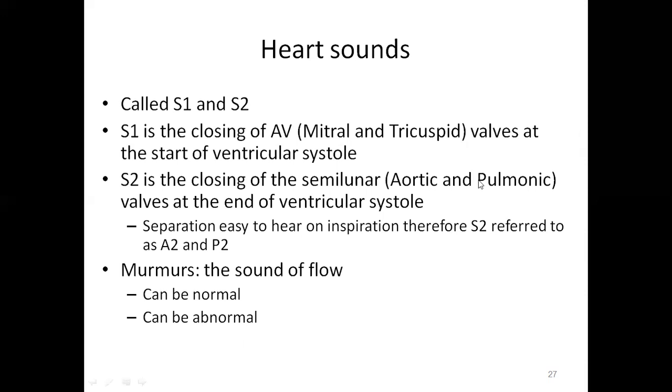Now there are murmurs, that is the sound of flow. You must have heard when water is flowing, there is a very soothing sound. So here, when the blood is flowing, the sound of flow is known as murmur. But these murmurs can be normal as well as abnormal.